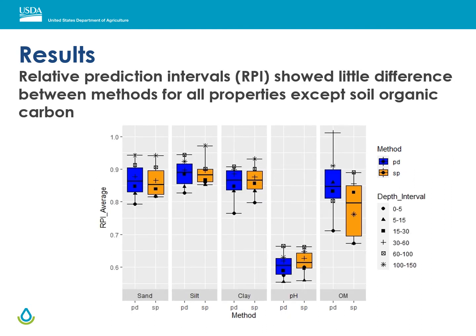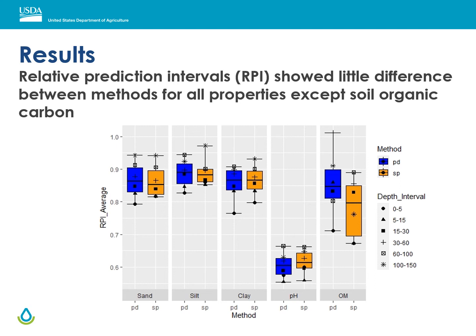We compared model uncertainty using relative prediction intervals, which indicate how well models constrain predictions within the range of the original training data. All of the models had an RPI below 1, which indicates they are constraining the predictions well, but like the other model performance measures, in general, there was very little difference between the two methods.